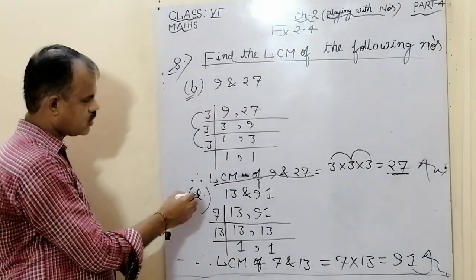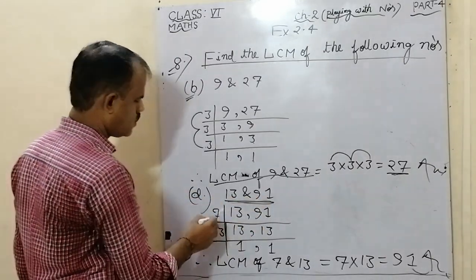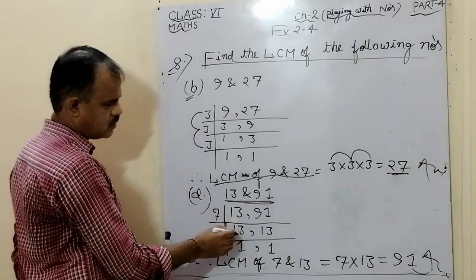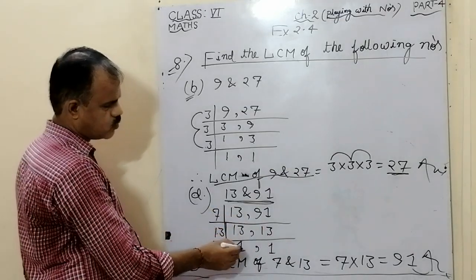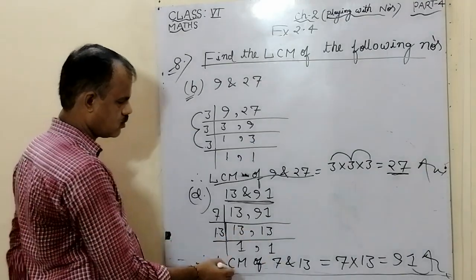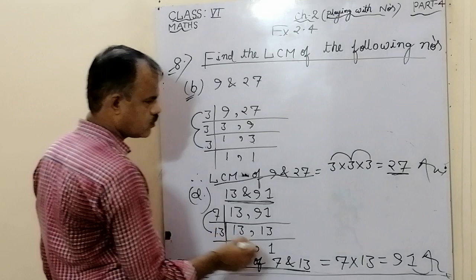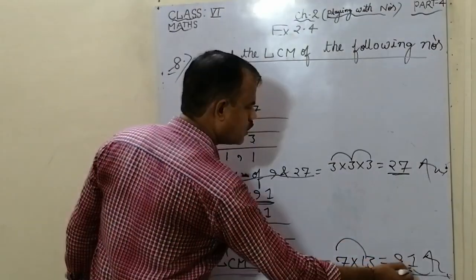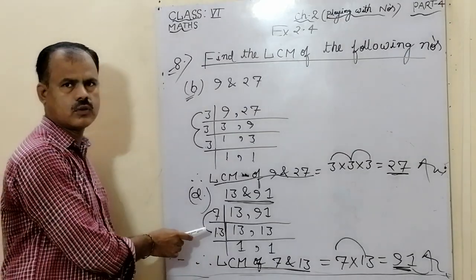See one more question, part D: 7 and 13. 7 and 13, divide by 7: 7 1 is 7, 7 13 is 91, 13 1 is 13, 13 1 is 13. So the LCM of 7 and 13 equals 7 into 13, that is 91, and this is the final answer. So the remaining part you have to solve.